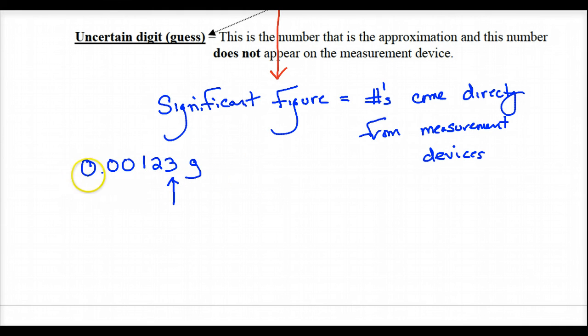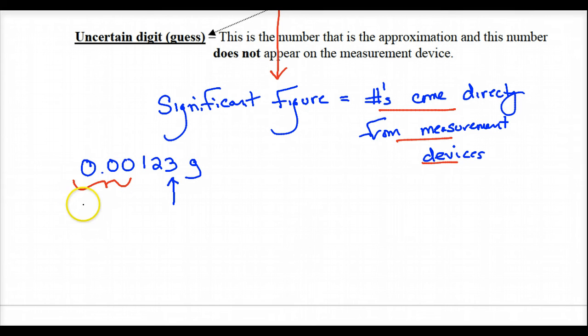Now, you'd say, Mr. Grodsky, all these numbers came from the measurement device. Yes. So all non-zero numbers are significant. 1, 2, and 3 definitely came. But what about these zeros? We all know that anytime I measure something and get numbers, they all come directly from the measurement device. So all non-zero numbers. Now, what about zeros?